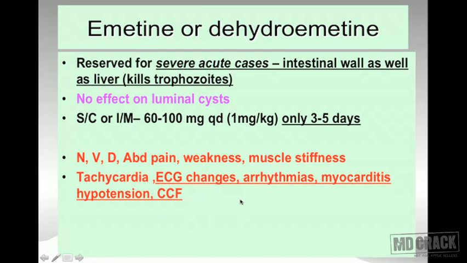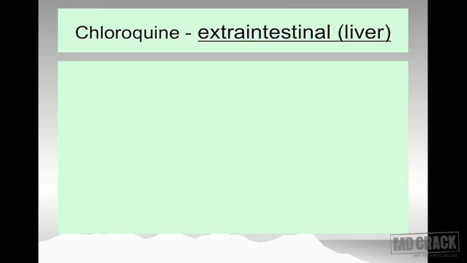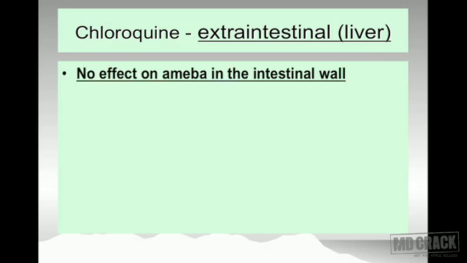So please remember, for severe acute cases, emetine or dihydroemetine just for 3 to 5 days, and it will be obviously contraindicated if the patient suffers from a major cardiac illness or major renal illness, and also in pregnant women. So that was emetine or dihydroemetine. We go to the next slide and let's discuss chloroquine. Chloroquine is useful for extraintestinal amebiasis, and that also is useful only for the liver, only for hepatic amoebiasis, and there's no effect on amoeba in the intestinal wall.